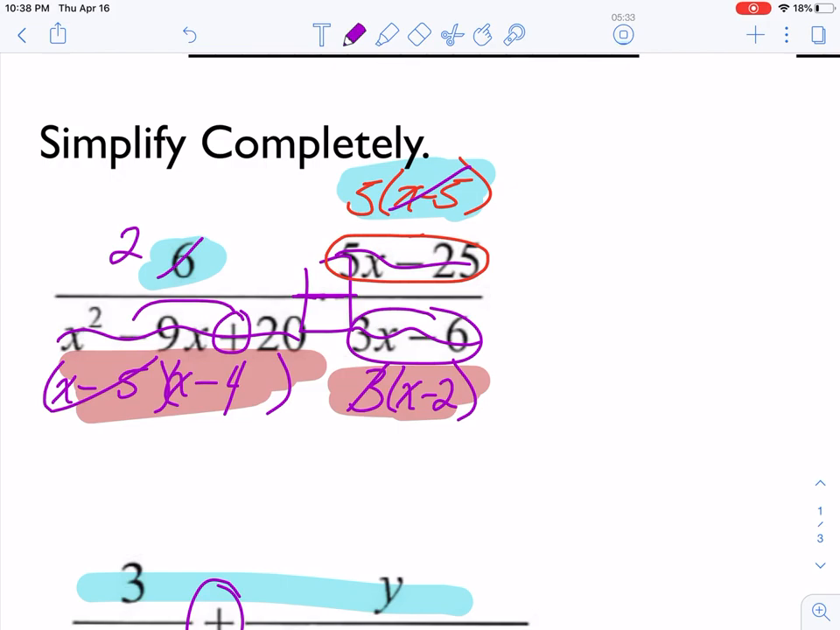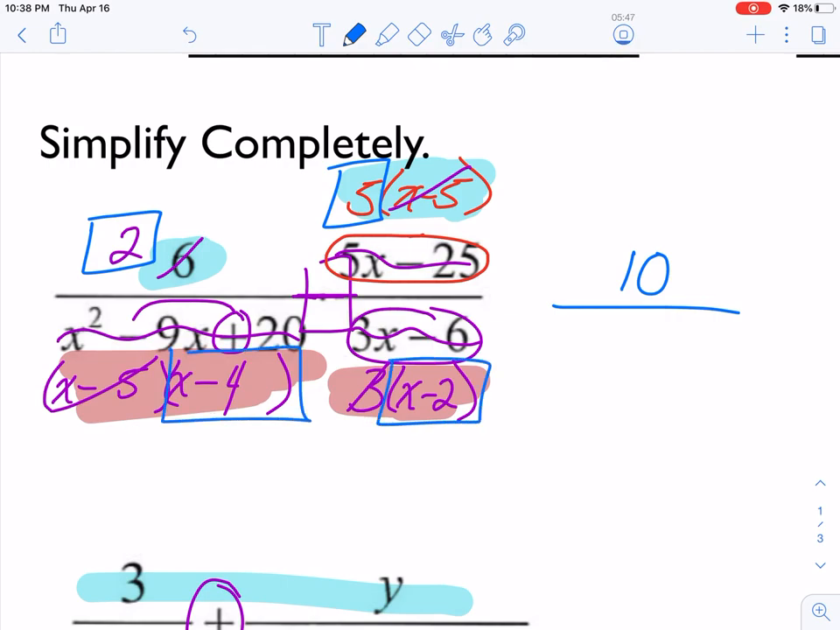So up top, let's go blue. What do I have left? Well, I have a 2 left here and a 5 left there. So 2 times 5 is 10. Down below, I have an x minus 4 left and an x minus 2 left.